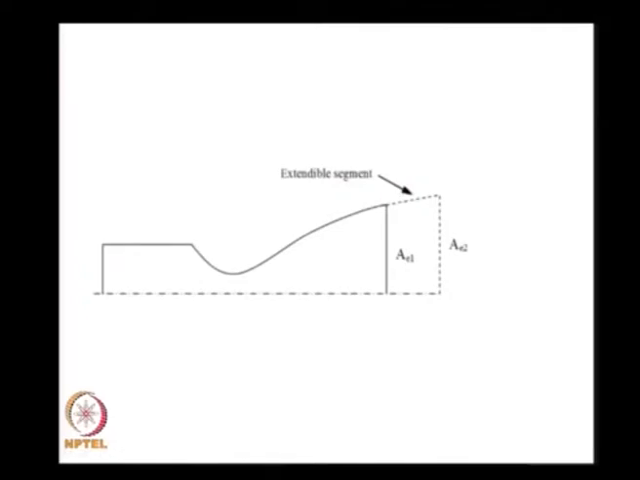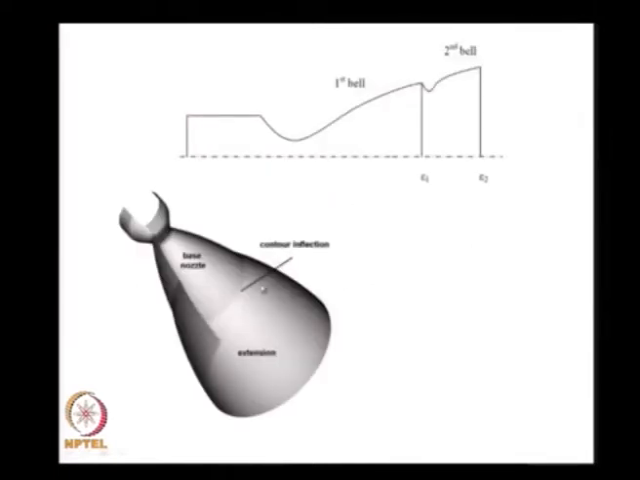This is the extendable segment. Initially I have a small area ratio corresponding to AE1. I store this on top of this. When I want to fly at higher altitude, I push it out, I get a larger value of this over here. This is a dual bell nozzle.